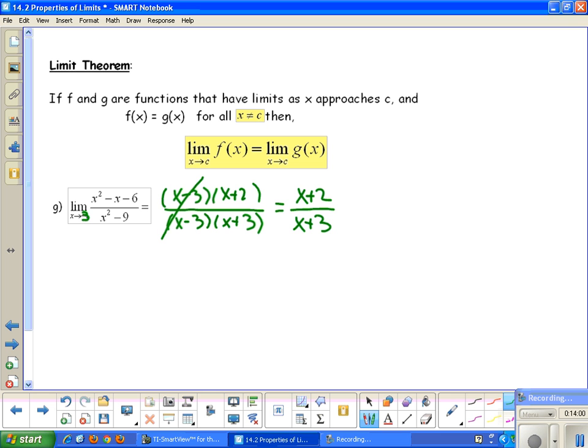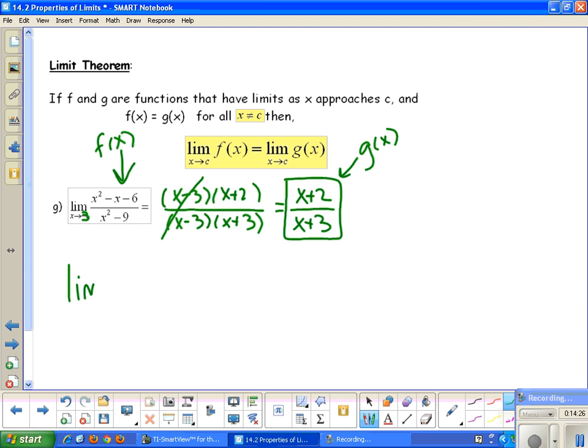Now, this is what the problem is saying for the limit theorem. It's saying that finding the limit of this function, if it's not defined, well, then we can simplify it and find what the limit would be for this function, which we would call g of x, and this one would be called f of x. If we find the limit for g of x, then it's going to be the same thing as the limit for f of x, and it just gives us another way to solve the problem.